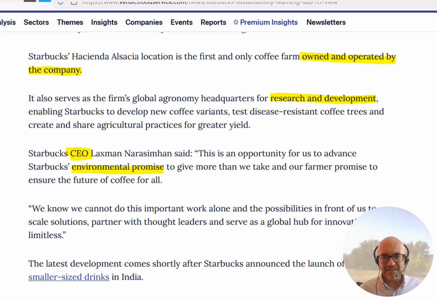I can see that the coffee farm is owned and operated by Starbucks. I see reference to research and development. And in my syllabus at higher level, I have a unit about research and development. There is a reference to the CEO of the company. There is a reference to environmental promise. This article is deep enough, is rich enough to help me with my IA.